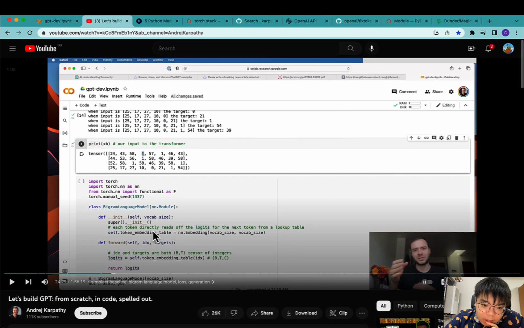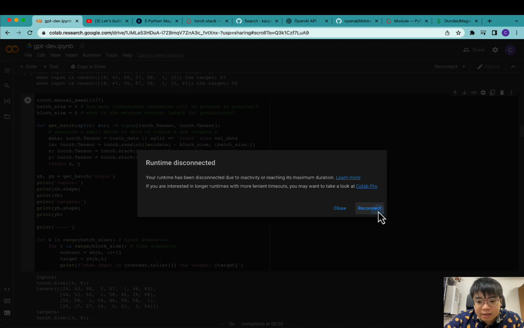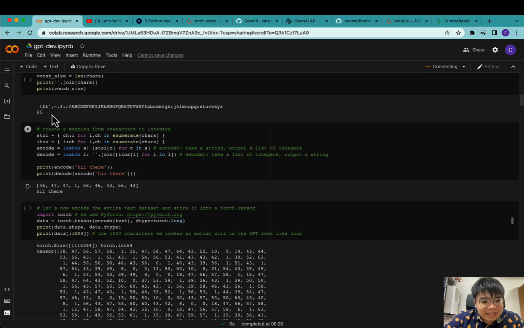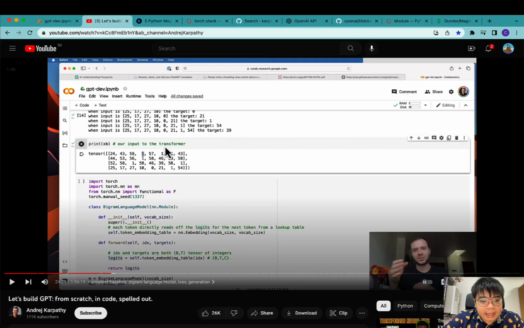So at this point, Andrej created a token embedding table, which is a two-dimensional table of dimension vocab size by vocab size. So if the vocab size in this case for this character level encoding is about 65, so it's 65 by 65. And in the forward method, when we pass an index and the target over here, it seems that we're only using the index, but we're not using the targets.